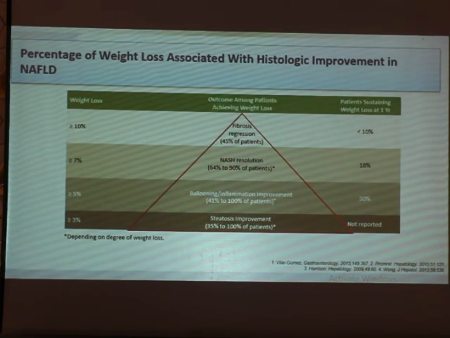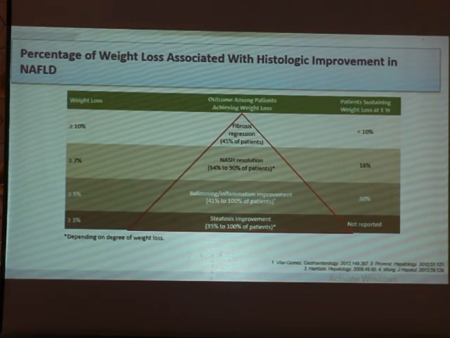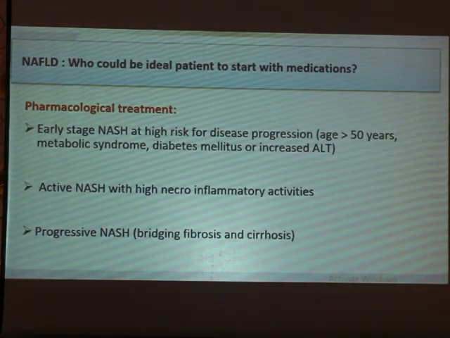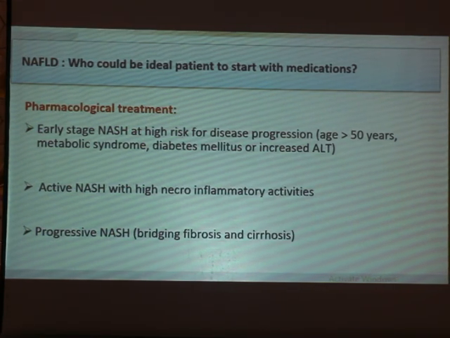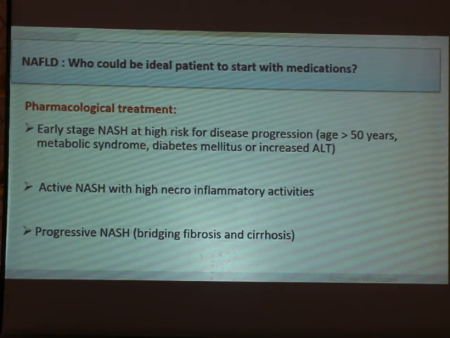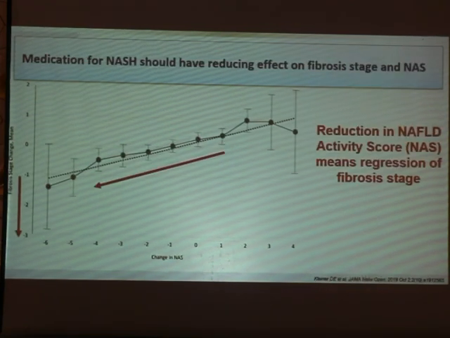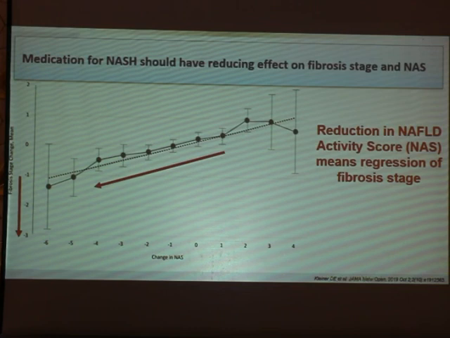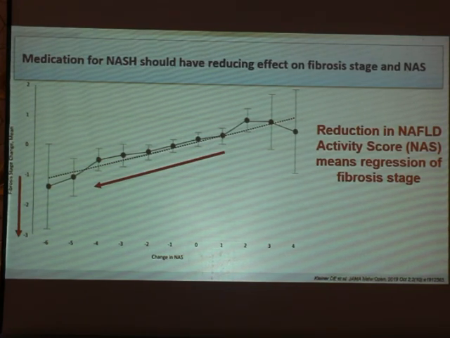Now percentage of weight loss, as I was talking about, so 10% is ideal, but yes, anything above 7% does help with NASH significantly. So who would be the ideal patient to start with medications? If we have somebody in early stages of NASH with a high risk of progression of disease, age more than 50 or metabolic syndrome, or already having issues with diabetes, what we want is that the medications for NASH should have a reducing effect on fibrosis stage.